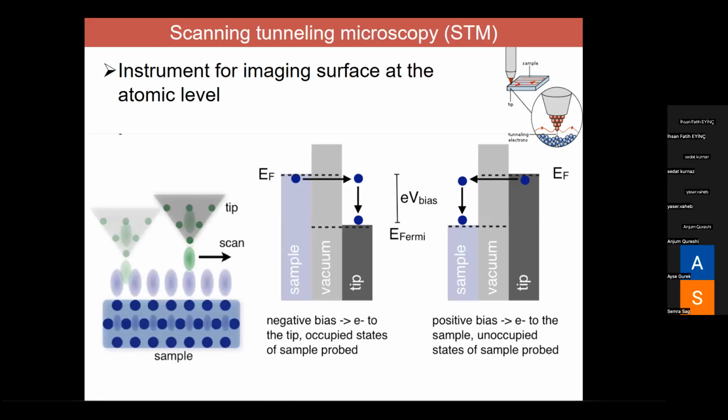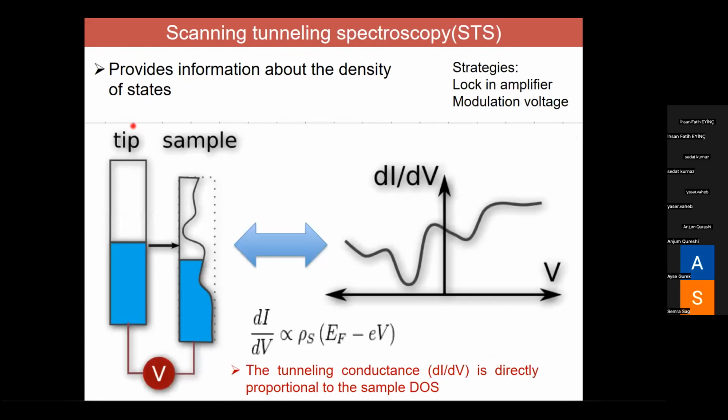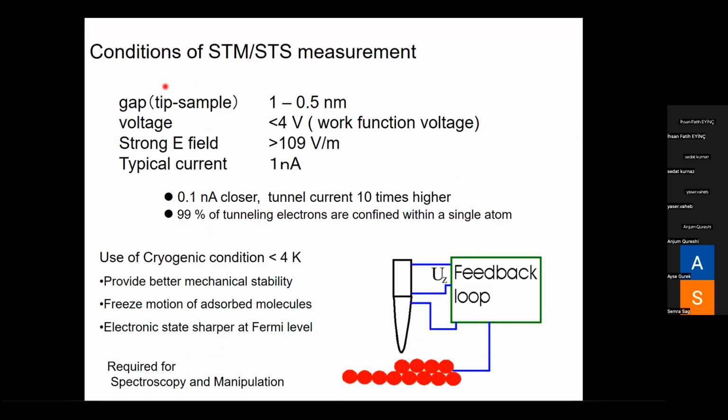For this purpose, we usually use scanning tunneling microscopy (STM). It is an instrument for imaging surfaces at the atomic level, and we also usually use scanning tunneling spectroscopy. This provides information about the density of states. The tunnel conductance dI/dV is directly proportional to the sample density of states. We usually use this STM and STS. This is the condition of STM and STS.